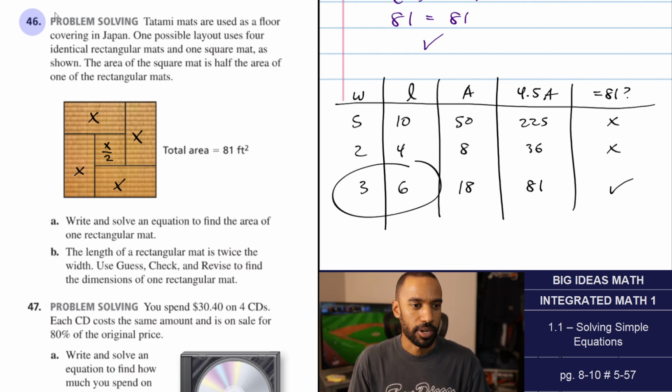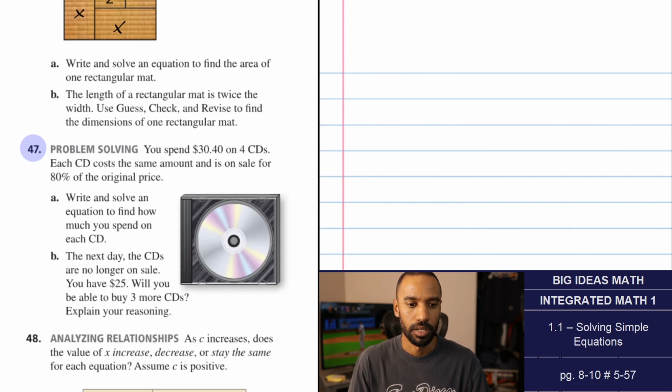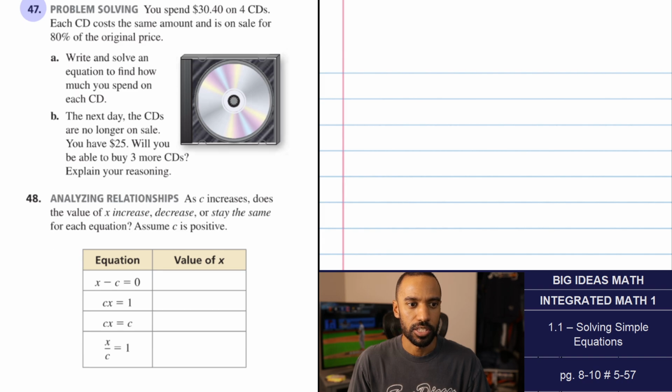Okay, let's go to number 47. Problem solving. You spend $30.40 on 4 CDs.